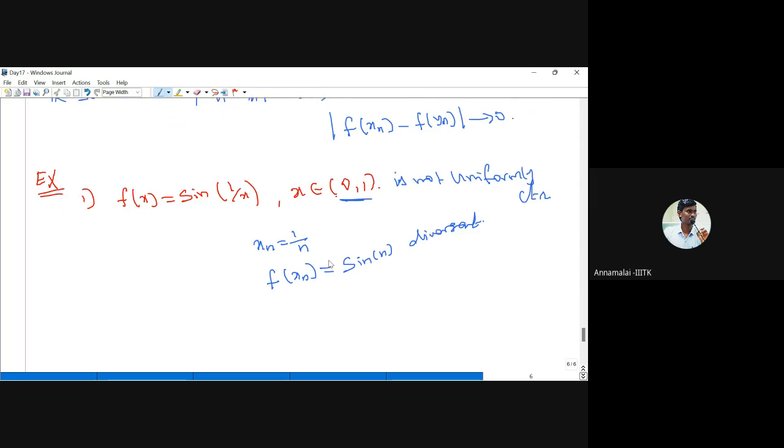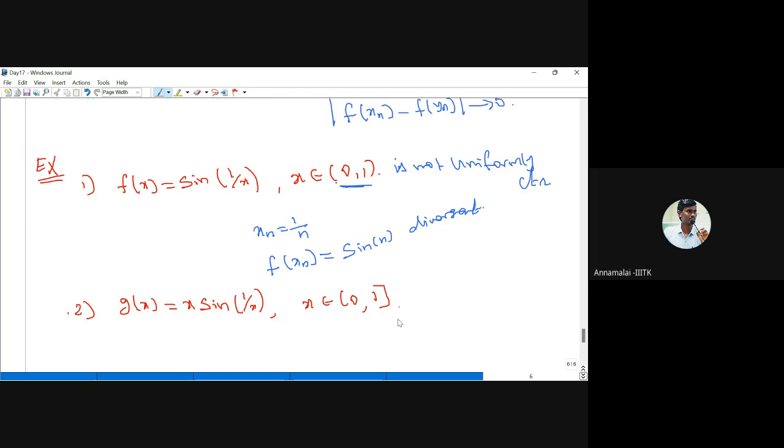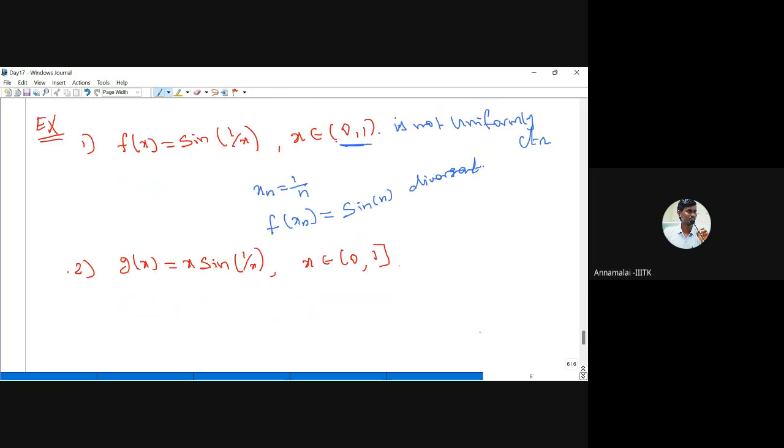Now, the second question. Suppose I am multiplying with x. g of x equals x into sine of 1 by x is defined for all points in the open-closed interval 0 to 1. Is it uniformly continuous or not? So now we have to check only the point 0. If it is possible to extend this function to the closed interval 0 comma 1 and that function is continuous, then that should be uniformly continuous. That means we have to check whether the limit exists at the point or not.